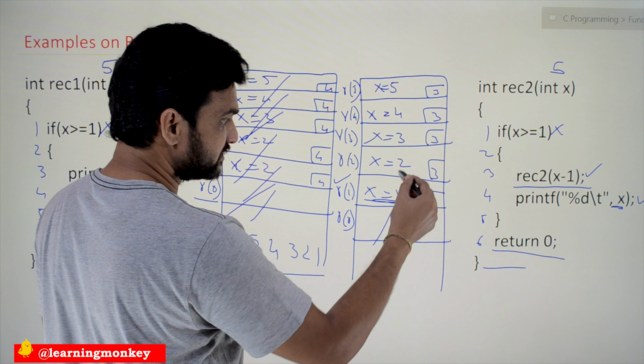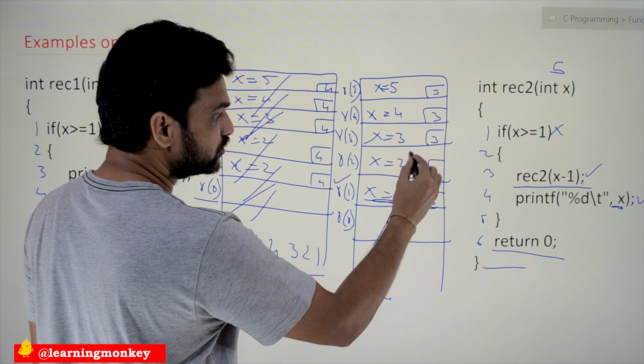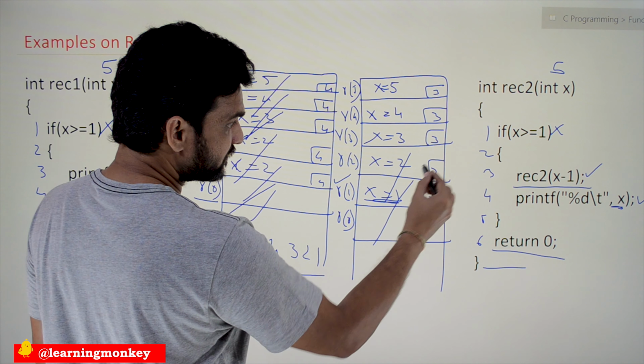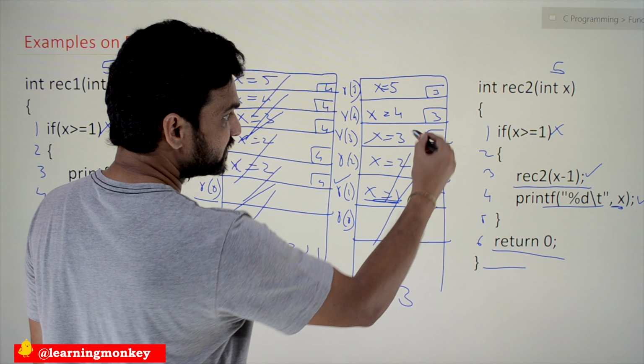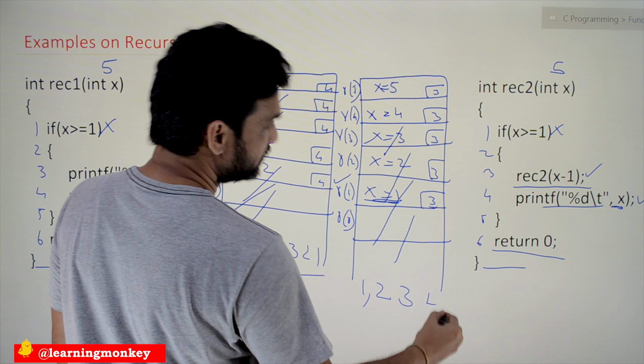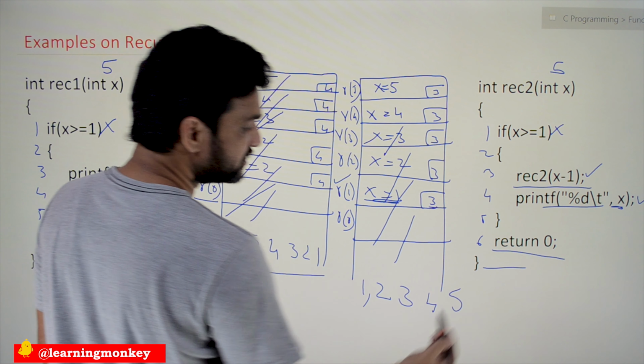And next this one, here what is the value of x? 2. After that deleted. Next, going back here, again printf in this function call, it is 3. Again going back, it is 4. Again going back, it is 5.